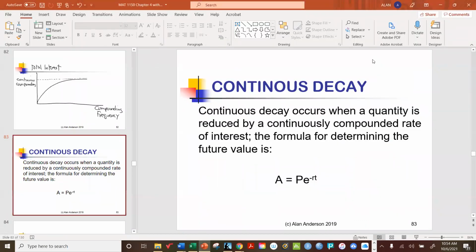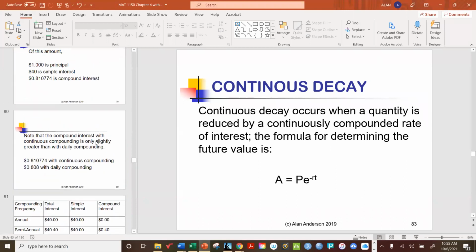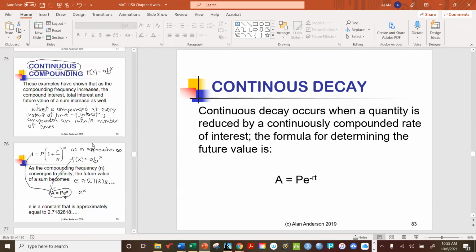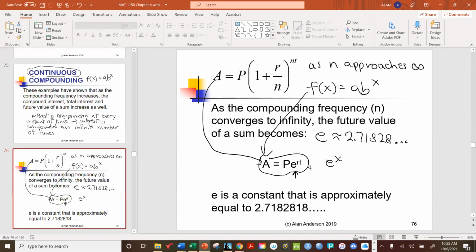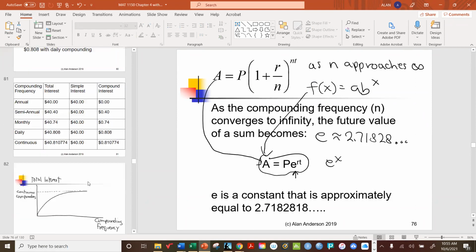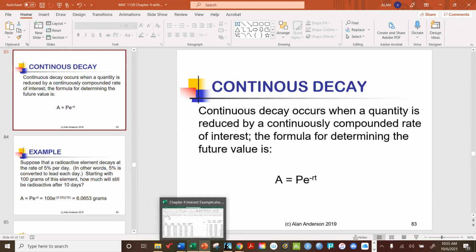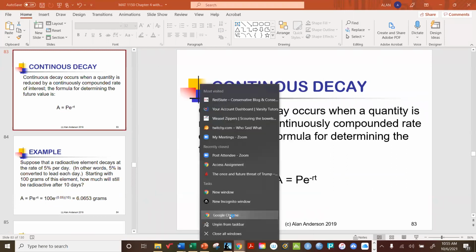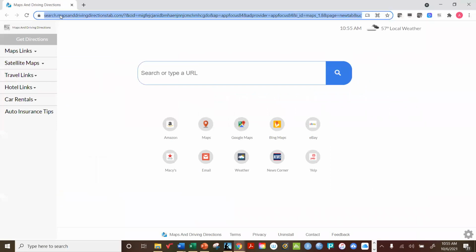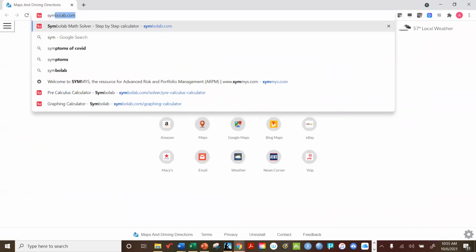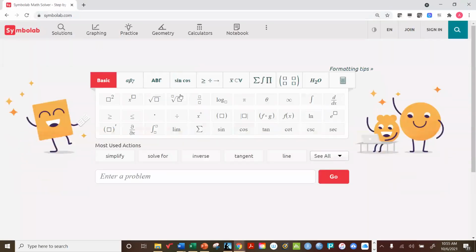All right, so we're ready for continuous decay. Now, if you see, the only difference between this formula and the other one, the continuous compounding, is that here the exponent is positive and here the exponent is negative. So you know what we could do? Let's get onto our favorite software package, Symbolab, and see if we can create two graphs like this.